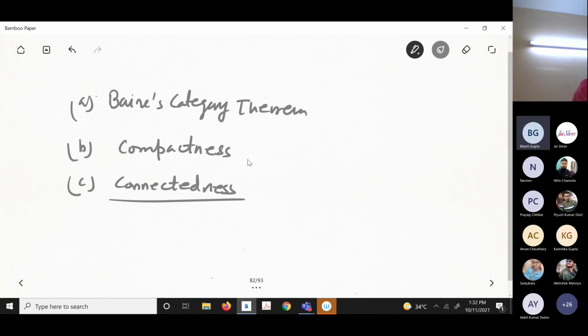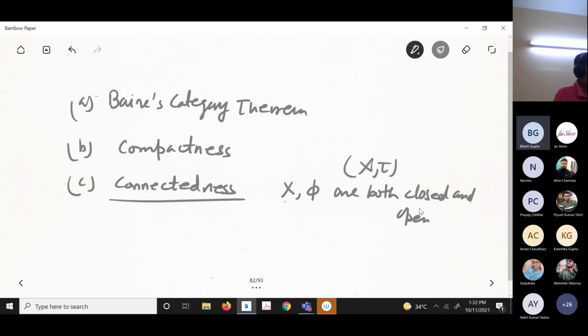Connectedness, I talked about cover before. So here basically the question is whether every open cover has a finite subcover. And connectedness means, look, X and phi are both closed and open. So given a topological space, the question is: does there exist a third subset, which is neither X nor phi, which is both closed and open? That's the question. Now, why am I taking these three things: Baire's category theorem, compactness, connectedness?